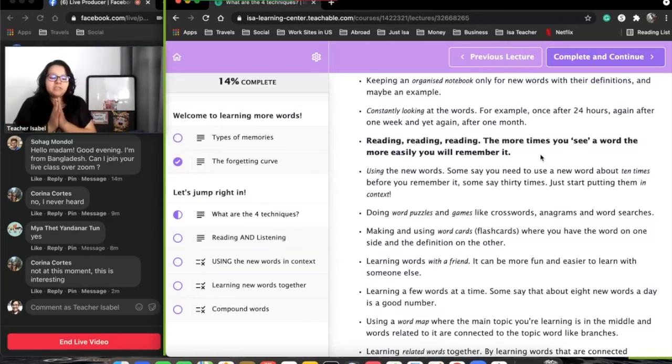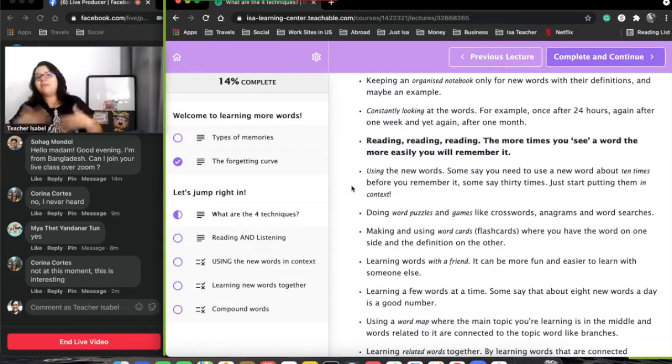Reading is, I just can't say it any other way, I think it's the most important way to learn new vocabulary. Anyway, another way is using the new words.